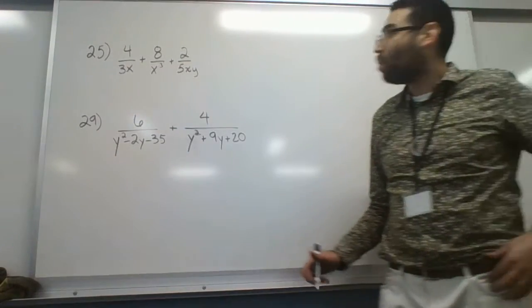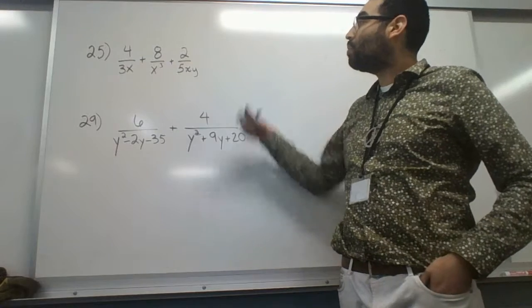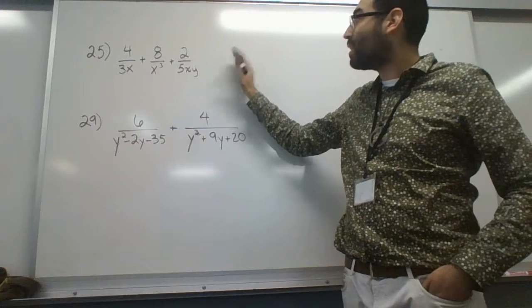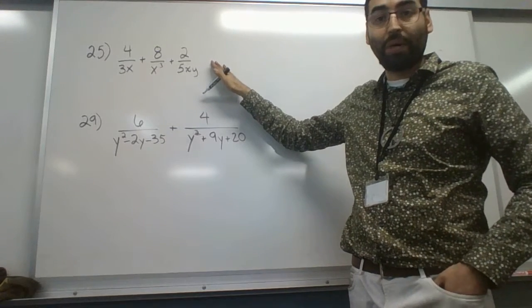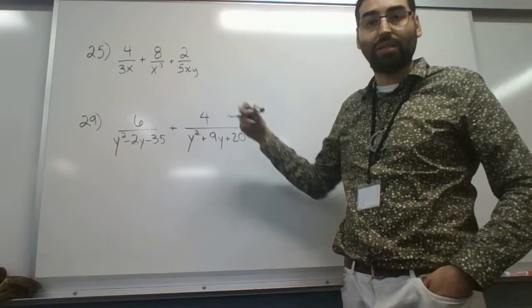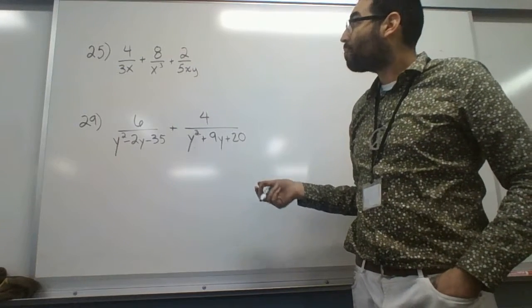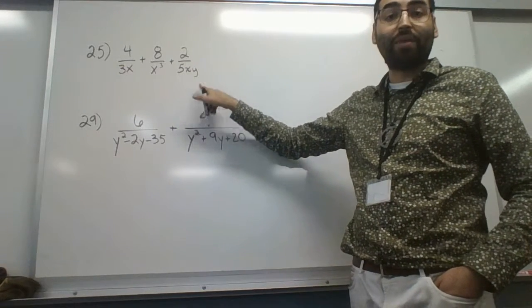Alrighty, guys, I wanted to go over problems 25 and 29 from your homework. 25, you're not going to really see anything like this on a quiz or a test, but it's a really good problem just to see if you're kind of understanding the basic concepts of adding and subtracting rational expressions. So, first thing is we need to have common denominators.